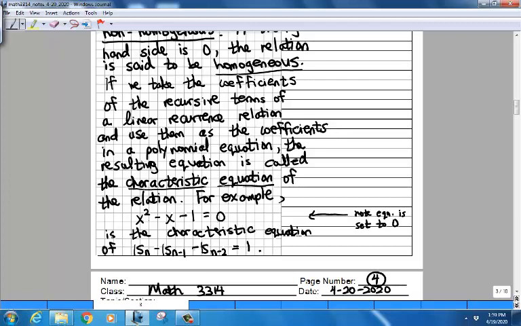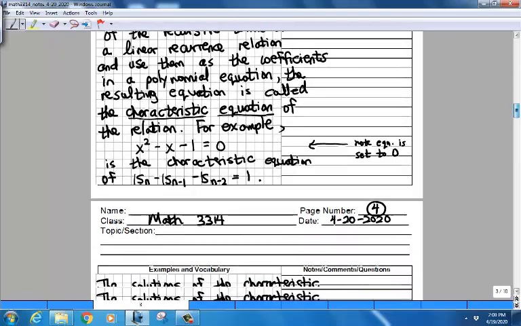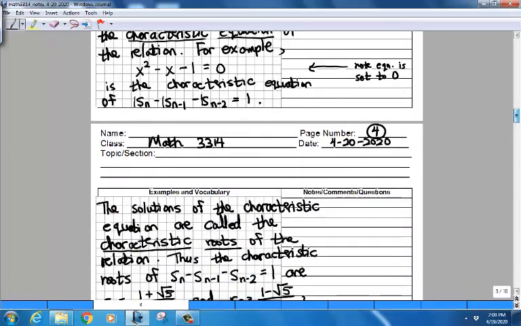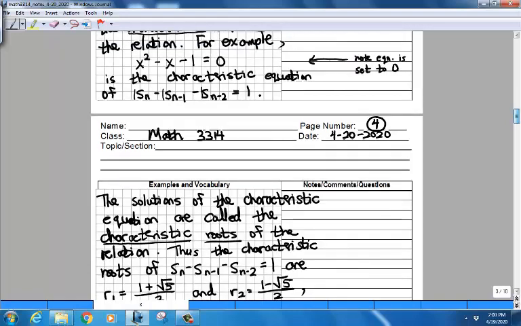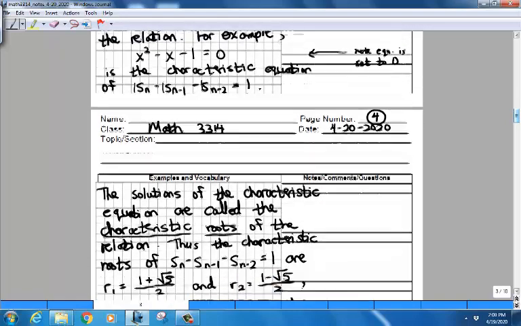So the characteristic equation for this recurrence relation is x squared minus x minus 1 equals 0. Not equal 1, but equal 0. Okay? Always set the characteristic equation to 0. Now, this is a polynomial equation, so it may have solutions. The solutions are called the roots of the recurrence relation, or sometimes the characteristic roots of the recurrence relation.